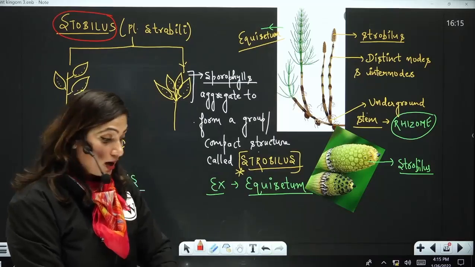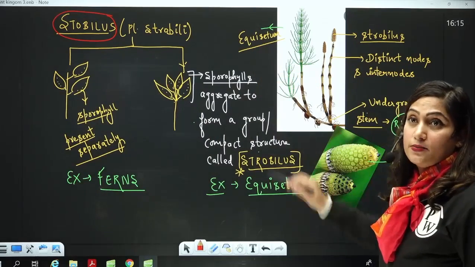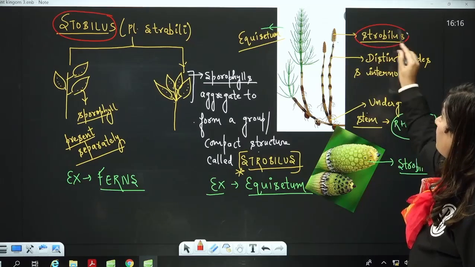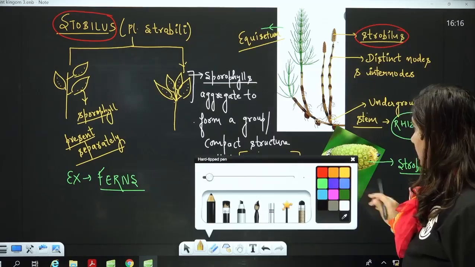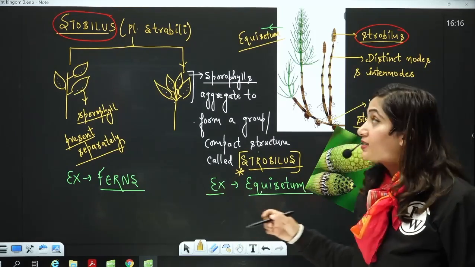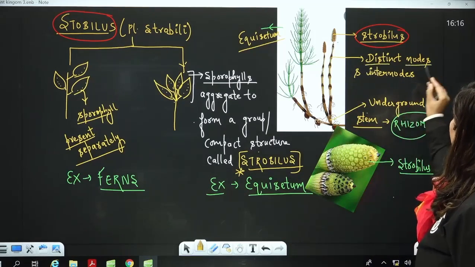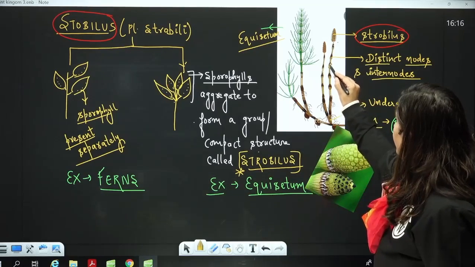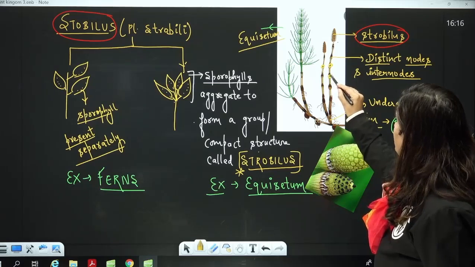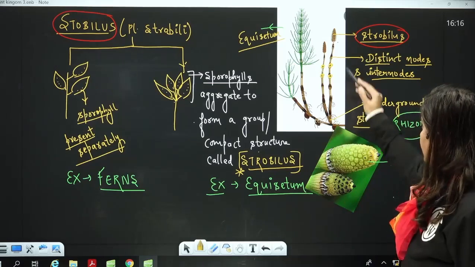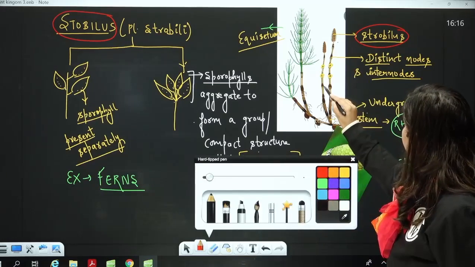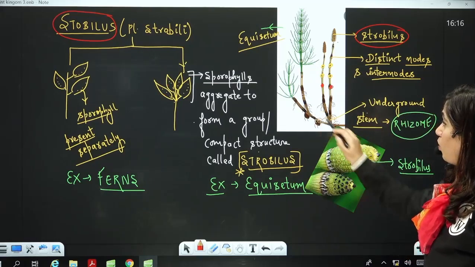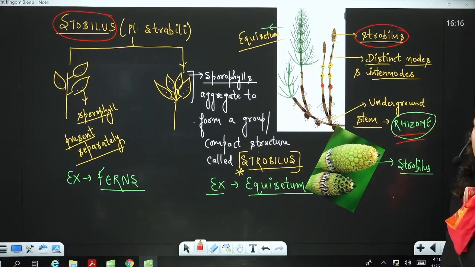Very important diagram. You can see what is special about Equisetum, that it has strobilus. You can see here at the tip they have strobilus. Now what is special about Equisetum that is different from the other pteridophytes is that they have distinct nodes and internodes. You know what nodes are, right? In angiosperms, nodes are where leaves arise. So Equisetum has, as you can see in the diagram, distinct nodes and internodes, and some part of the stem goes into the soil, which is called rhizome, the underground stem.